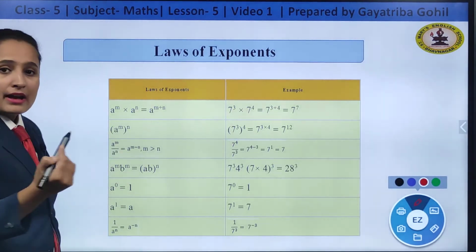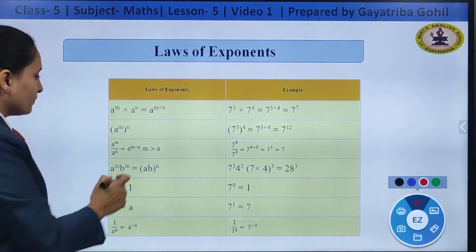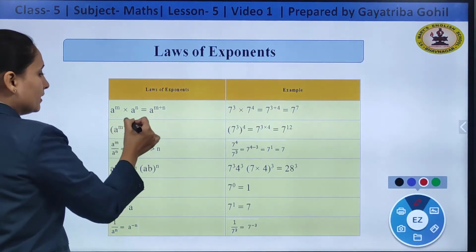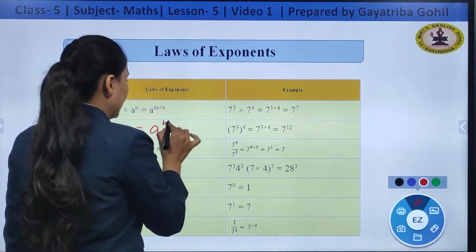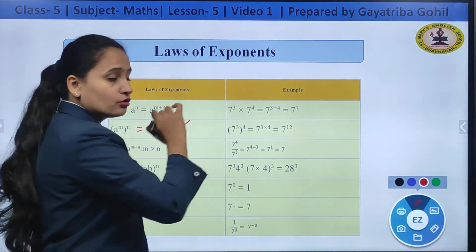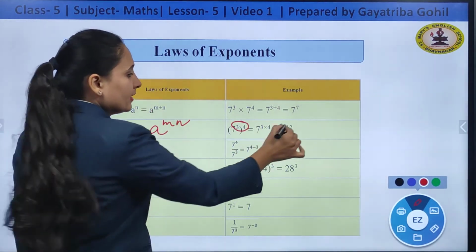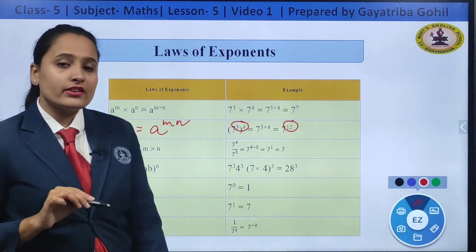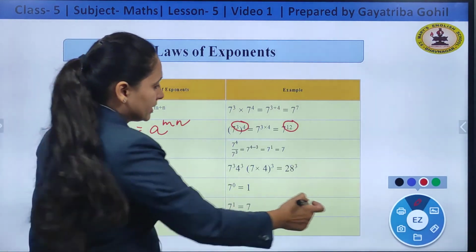Now power of power. When you have power of power, the two powers can be multiplied. So you will get a raised to m n. Here, a raised to m, whole raised to n. For example, 7 raised to 3, whole raised to 4. So multiply the two powers, 3 into 4, it will be 12. So our answer will be 7 raised to 12. The base will remain same. You will multiply the powers.